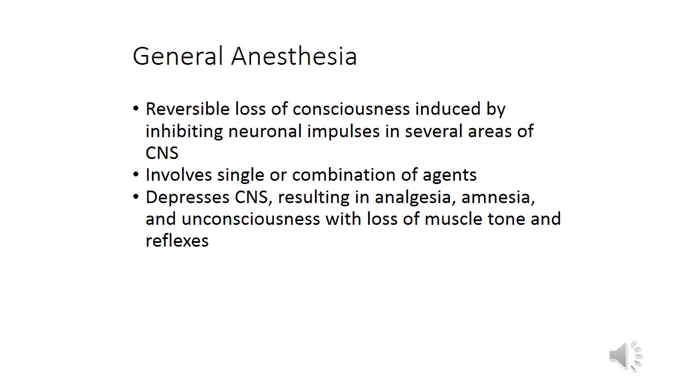General anesthesia depresses the CNS, resulting in analgesia, amnesia, and unconsciousness with loss of muscle tone and reflexes. The patient is unconscious and unaware. This type of anesthesia is used most often in surgery of the head, neck, upper torso, and abdomen. It also may be used when patients cannot cooperate.